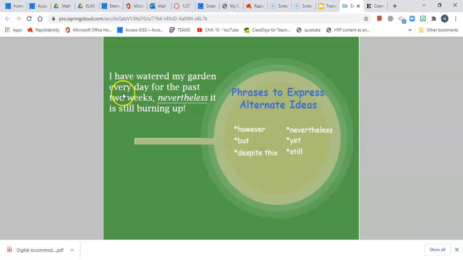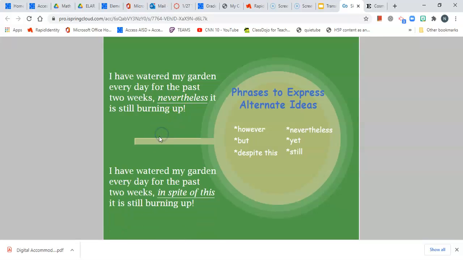Here's a sentence. I have watered my garden every day for the past 2 weeks. Nevertheless, it is still burning up. So they use the transition nevertheless. This is something that she's doing. She's watering her garden. And you would think that if you water the garden, it's going to grow and bloom and turn green. But instead, it's still burning up. So it's doing something opposite. So we use the transitional word nevertheless.